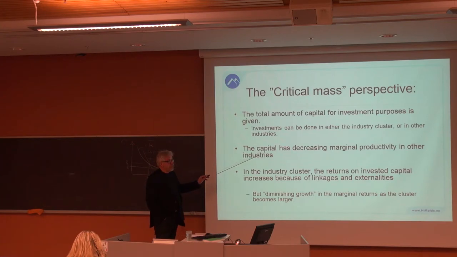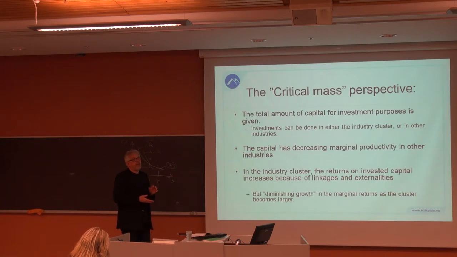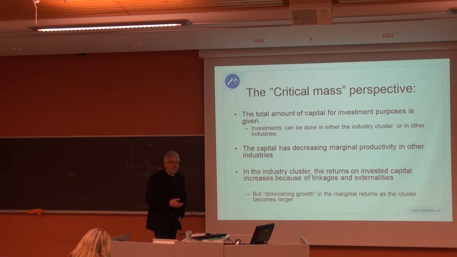But in the other industries, where you don't have these interaction effects, the marginal utility or productivity of capital investments decreases. So there are two types of industries, one with increasing return on invested capital and another with a decreasing return on invested capital with size.